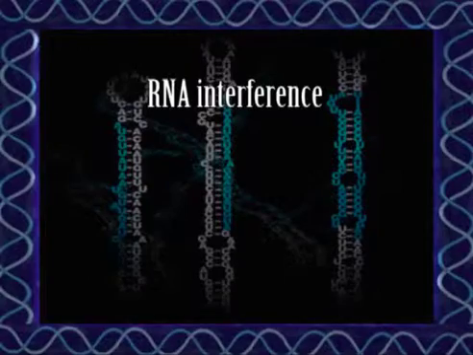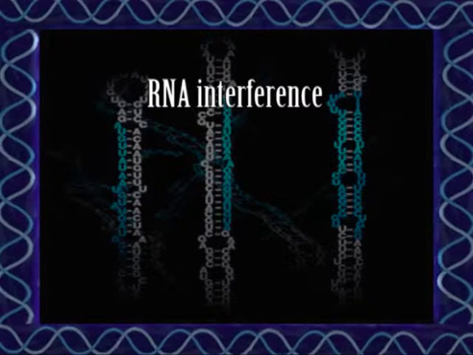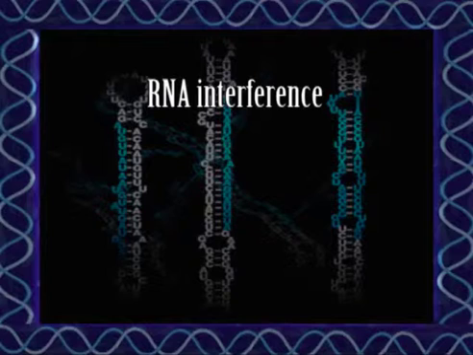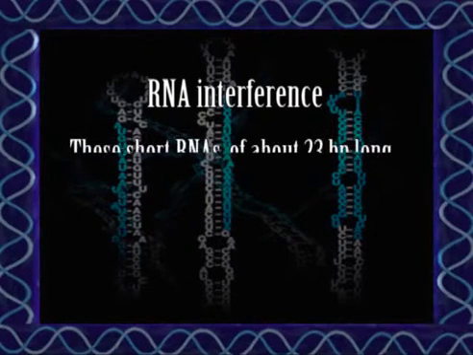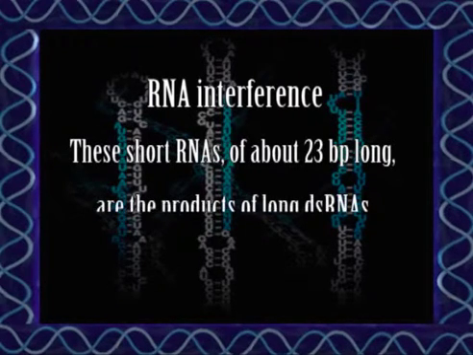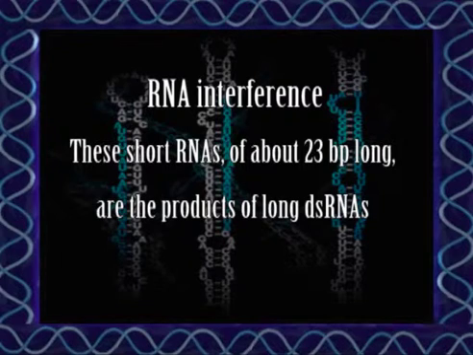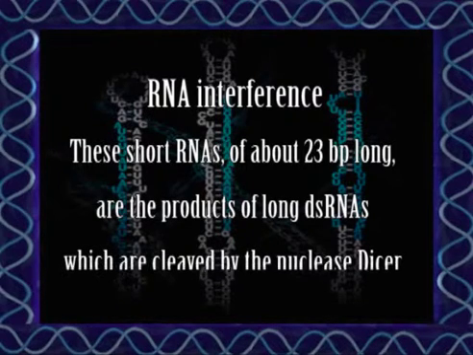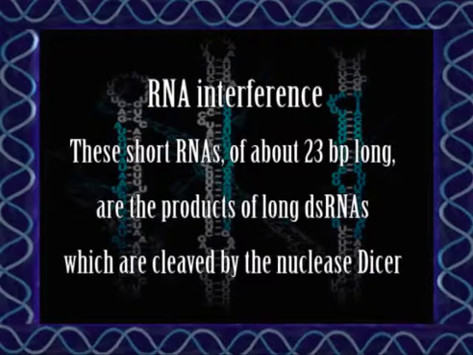Short RNAs can repress gene expression by a process called RNA interference. RNA interference can intervene at the transcriptional or translational level and at mRNA stability. RNA interference has diverse biological functions. These are short RNAs of about 23 base pairs long and the products of long double stranded RNAs which are cleaved by the nuclease Dicer.